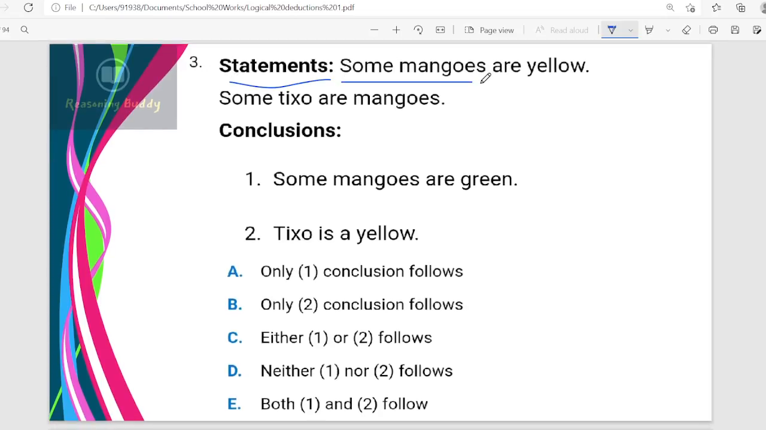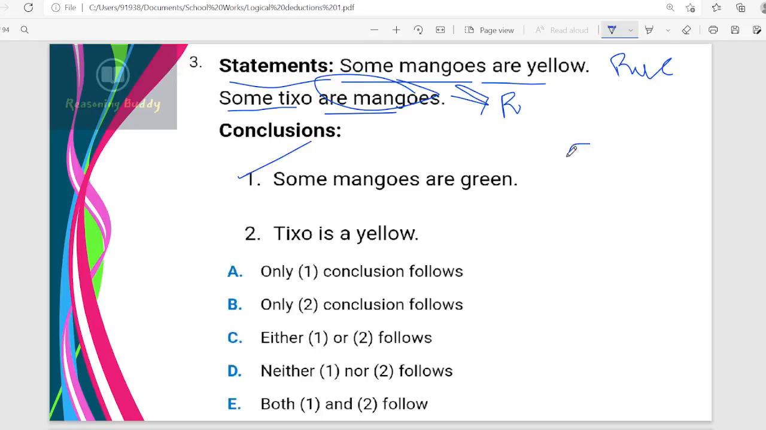Some mangoes are yellow, some tixo are mango, so the common term is mango. In rule 2 it is not possible because mango is not distributed at least once. So there will be no conclusion. But let's go in a general way: some mangoes are green, is it right? Some mangoes will be green, right? Okay, it is right.